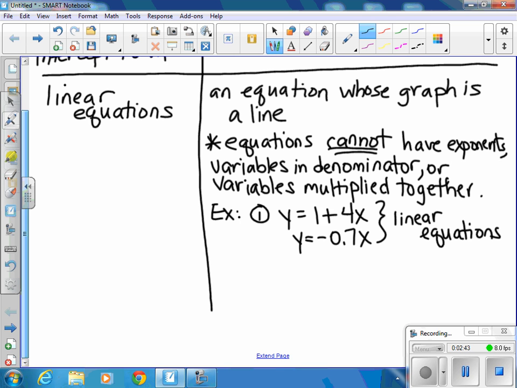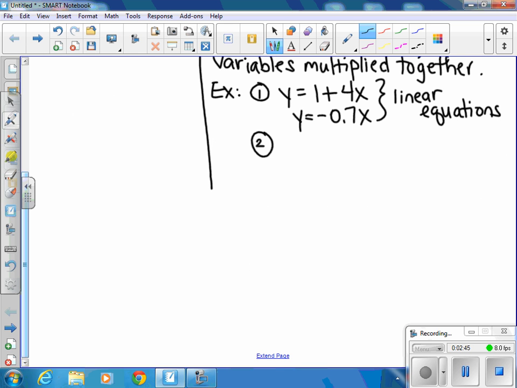Okay? But then if we take a look at the next set of examples, if I give you y equals x squared minus 4, you ask yourself, does it have exponents? Yes, it does. As soon as you say yes, you know it's not linear. Same thing with this next one. If I give you y equals 2 over x plus 9, you ask yourself, are there exponents? No. Are there variables in the denominator? Yes, so that can't be linear.